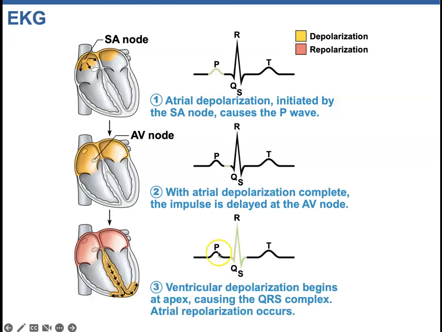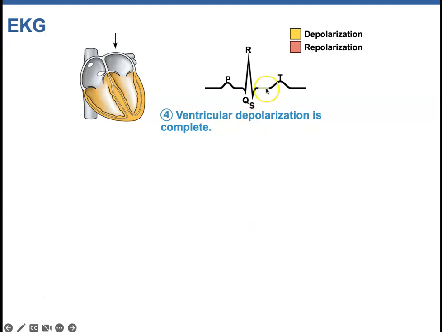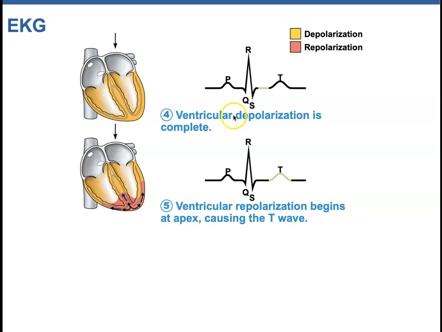Then we get the signal passing down the AV bundle, down the bundle branches, and now we're going to hit ventricular depolarization, which is your QRS. Following that, our ventricular depolarization is done. Now we have our ventricular systole, which is the contraction. And now we're going to have the T wave, which is ventricular repolarization.